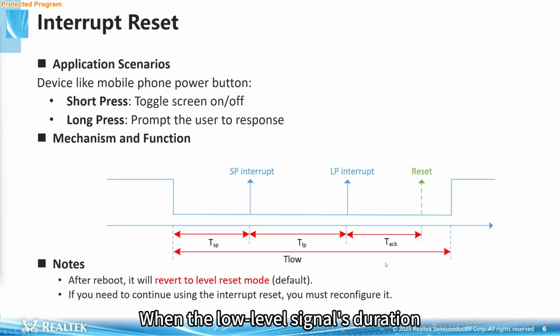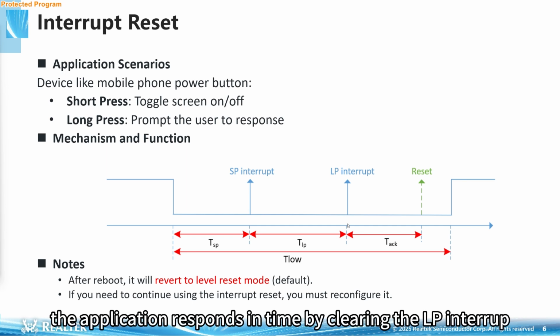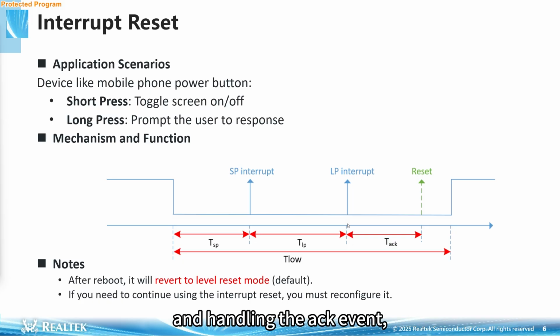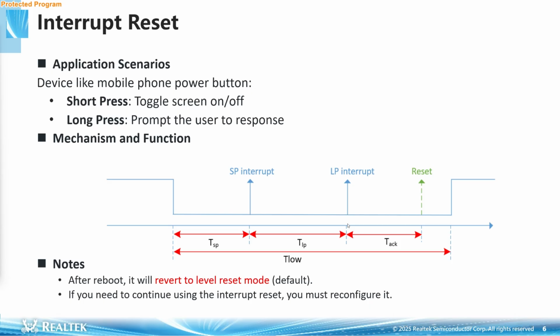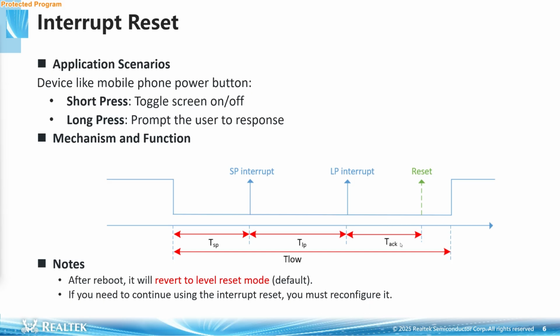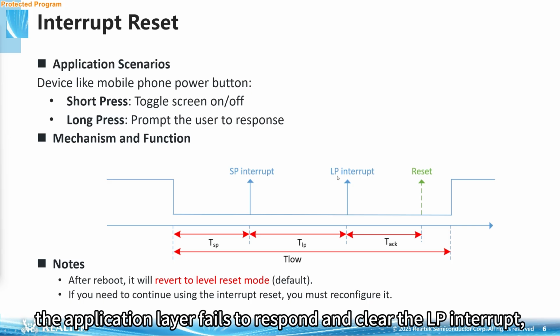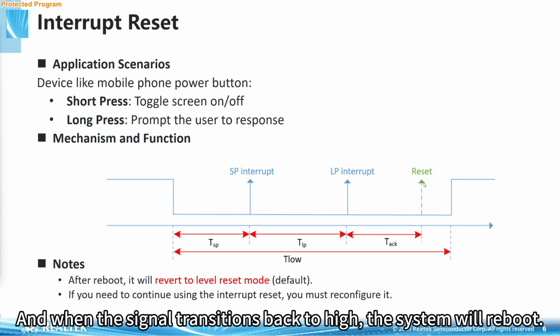When the low-level signal's duration reaches SP plus LP, an LP interrupt is generated. If the system is working normally, and within this ACK time window, the application responds in time by clearing the LP interrupt and handling the ACK event, then the module will treat the LP interrupt as a regular interrupt. However, if the system is abnormal, and within the ACK window, the application layer fails to respond and clear the LP interrupt, then once the ACK time is reached, the module will enter a reset state. And when the signal transitions back to high, the system will reboot.